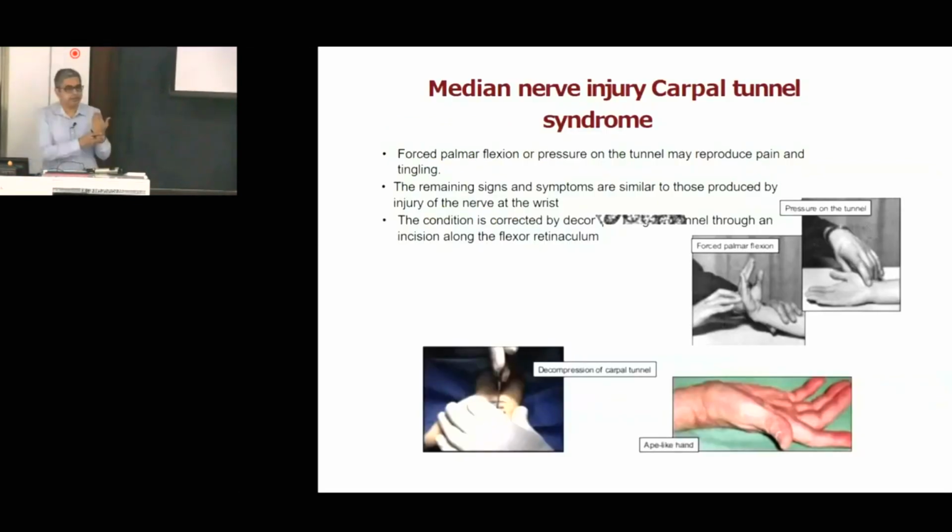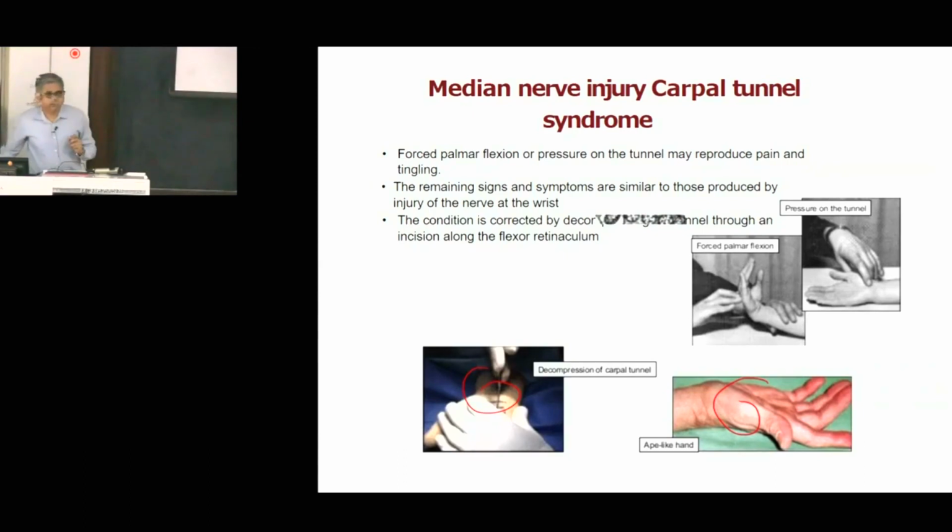Ask for the flexion. The treatment is cutting the flexor retinaculum, releasing the nerve. Ultimately, if left untreated it will lead to permanent ape thumb deformity. That is for the median nerve and its muscles.